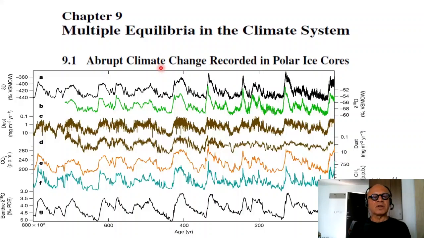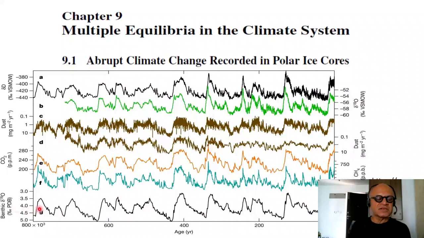Okay, so abrupt climate change is recorded in polar ice cores, and some of the most exciting work has come from the data that's derived from these ice cores and ocean sediments. Ocean sediments tend to be not as highly resolved, but nonetheless, here is a good example of the Vostok ice core that has an 800,000 year record in it. So looking at deuterium, O18, dust, methane, and CO2, and benthic delta O18 as well.